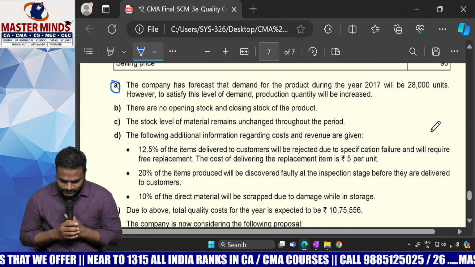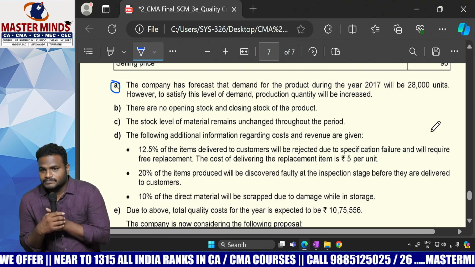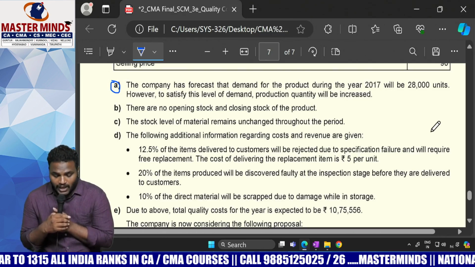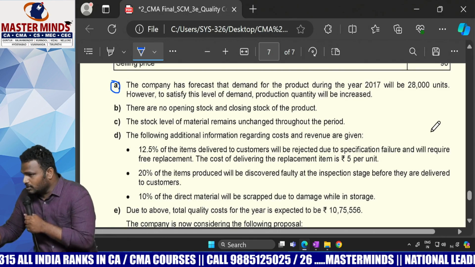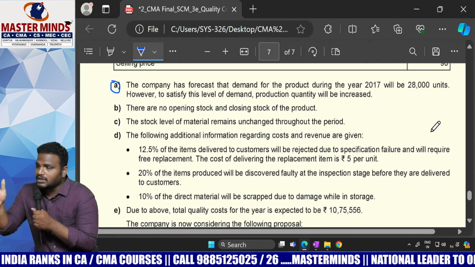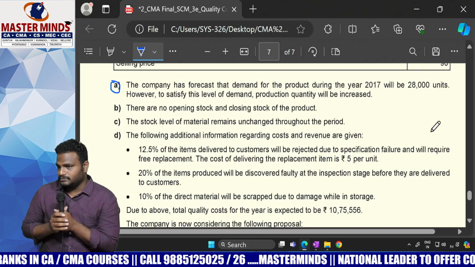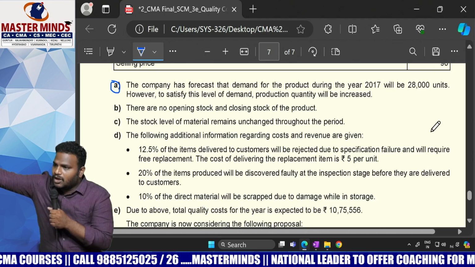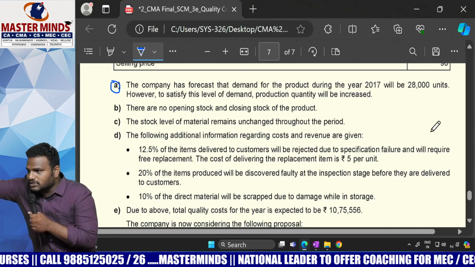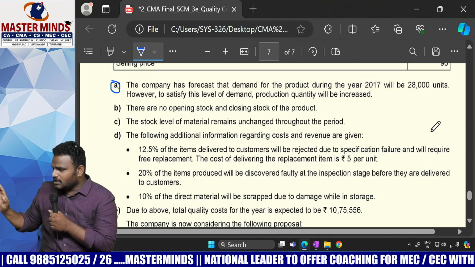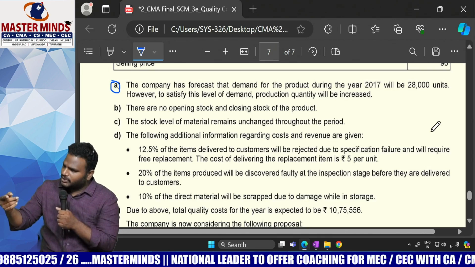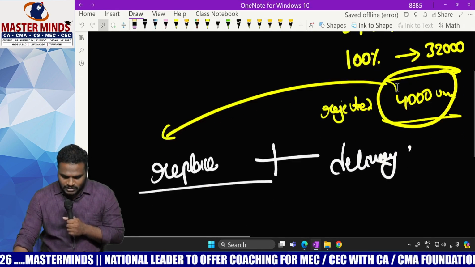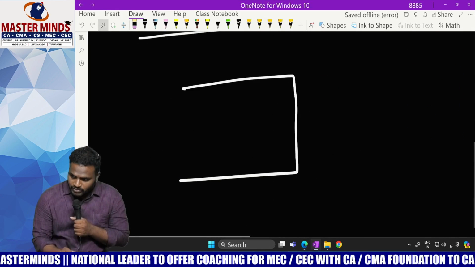20% of the items produced will be discovered faulty at the inspection stage before they are delivered to customers. 20% of the items produced by you are identified as defective. How many units went to the market? 32,000 went to the market. Yes or no? How many units produced by you? Wait, everybody focus here.